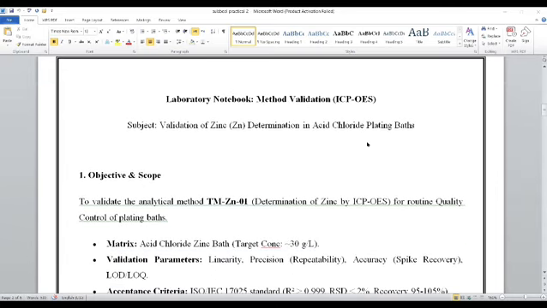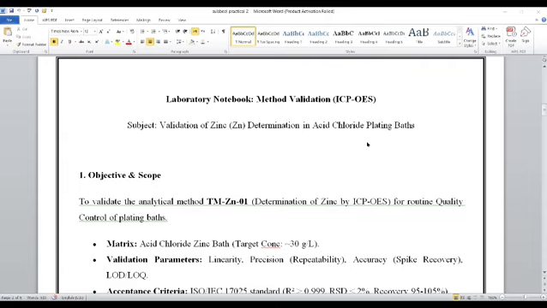In this presentation, I'll cover the validation of an analytical method used to measure zinc concentration in acid chloride plating baths. Accurate zinc control is critical in plating operations because zinc concentration directly affects coating thickness, appearance and brightness, and corrosion resistance. Therefore, this method must be accurate, precise, linear, and sensitive before being used for routine quality control.